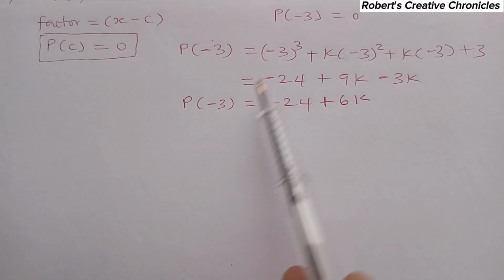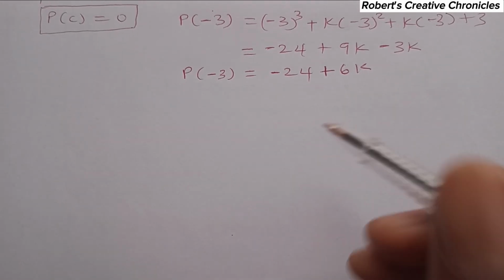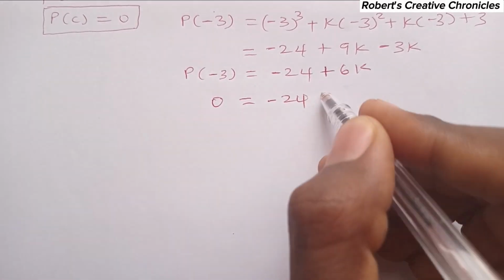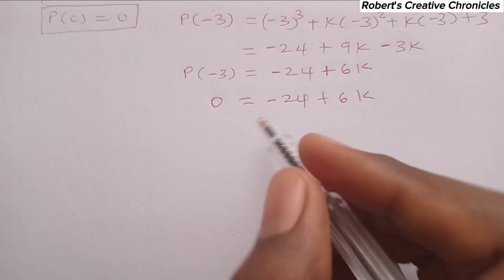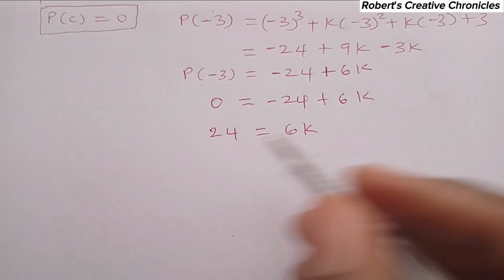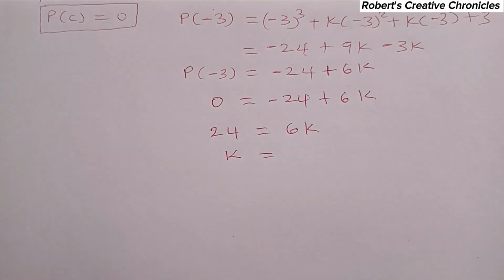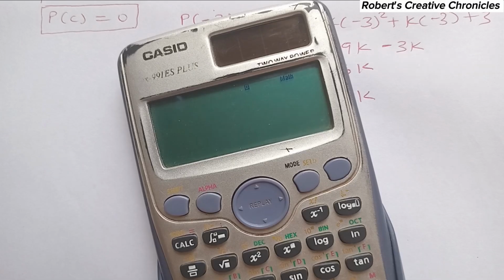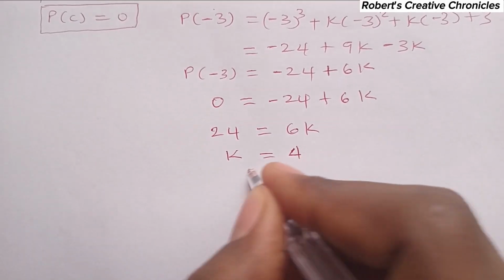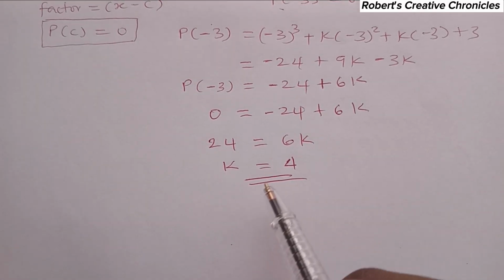So now, you know that this is 0. So we equate it to 0 here. This will be 0 is equal to negative 24 plus 6k. So we'll take this to the other side. It becomes 24 equals 6k. So k will become, you divide both sides by 6. If you divide 24 over 6, it's 4. So k is equal to 4. So this is the answer for the first exercise.